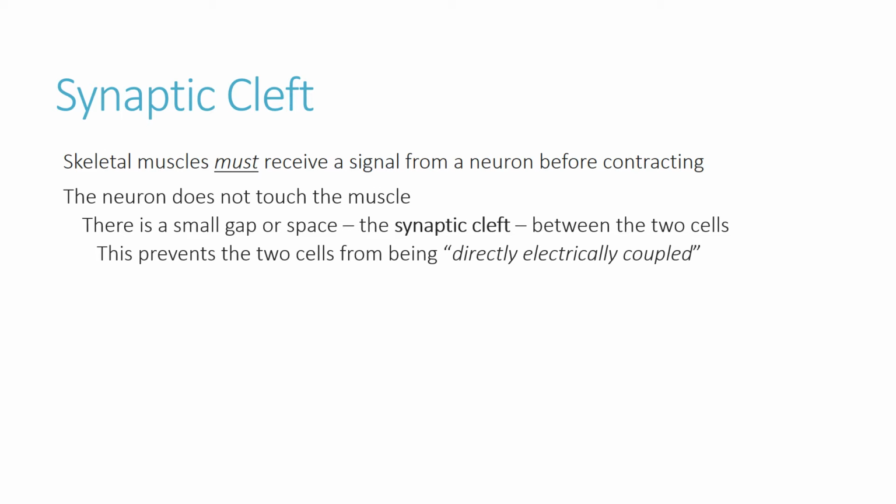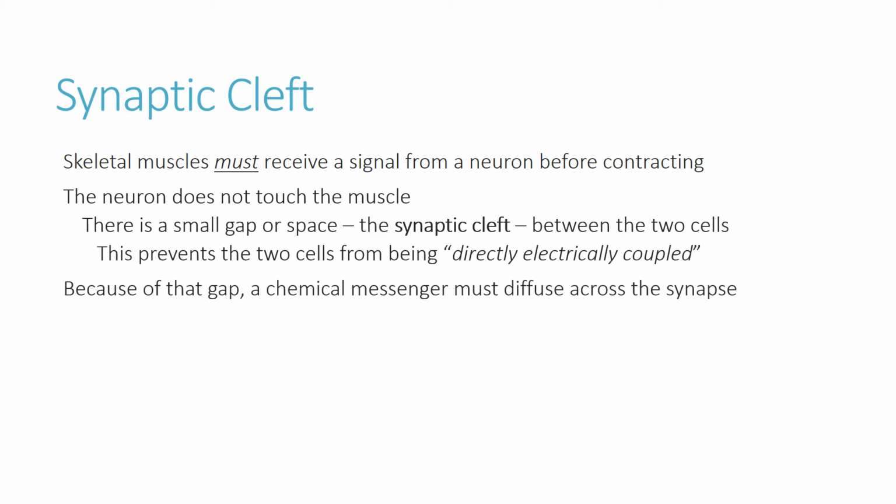This prevents the two cells from being directly electrically coupled, which is a way of saying that the electrical signal traveling down the neuron never actually touches the muscle. The neuron does not electrocute the muscle to tell it when to contract.